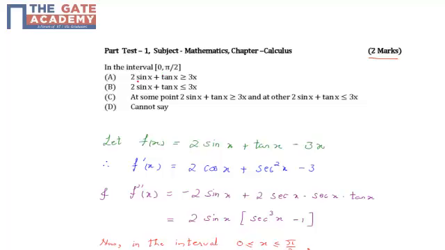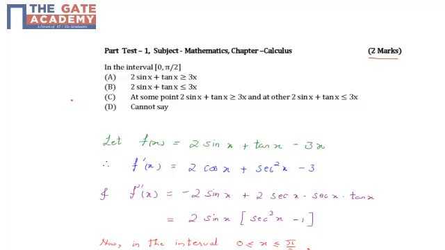Option A: 2 sin x plus tan x is always greater than or equal to 3x. Option B: 2 sin x plus tan x is always less than or equal to 3x. Option C: at some points 2 sin x plus tan x will be greater than or equal to 3x, and at other points 2 sin x plus tan x would be less than or equal to 3x. And option D: we cannot say anything regarding this.